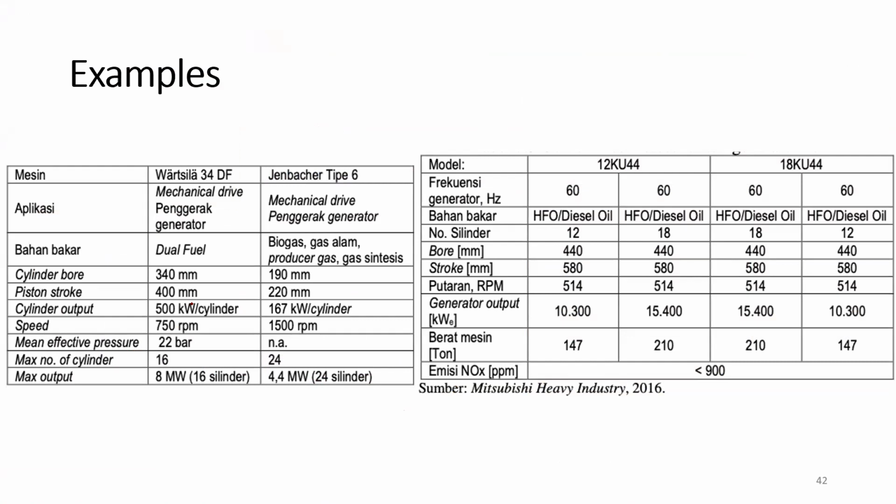Okay, so these are the examples of each type of engine, and also the maximum output as well as all other types of characteristics. So this is just for your information. The source is from Mitsubishi Heavy Industry in this case, and the type of the fuels is also mentioned in here. So there is the HVO diesel oil, for this type of models.